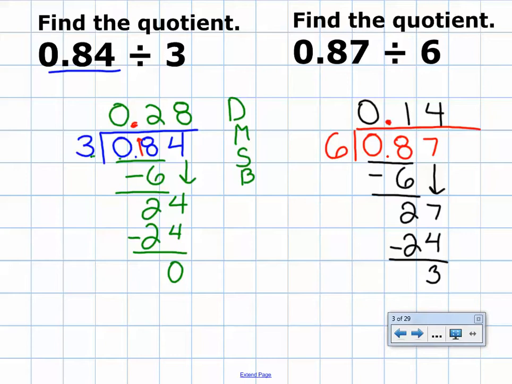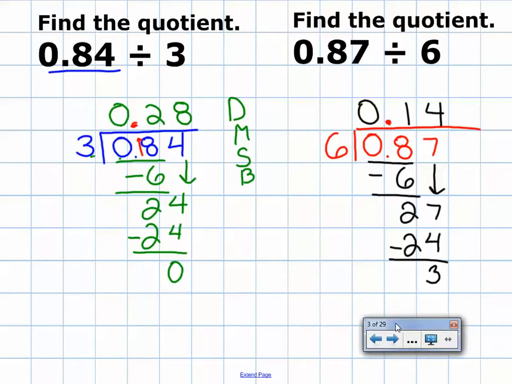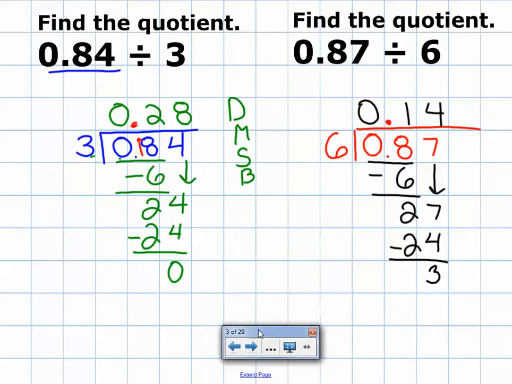Now this is why I want to do this problem with you guys, because I am out of numbers to bring down, but I have a remainder. But step 4 says to keep dividing until there is no remainder. So I have to keep the division going. So what do I have to add on? I have to add a 0 here at the end. So now I have a 0 to bring down. So again, if you have a remainder, but there aren't any more numbers to bring down, you can add zeros to the end of decimals at any time.